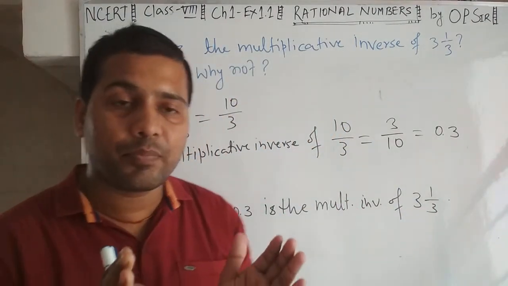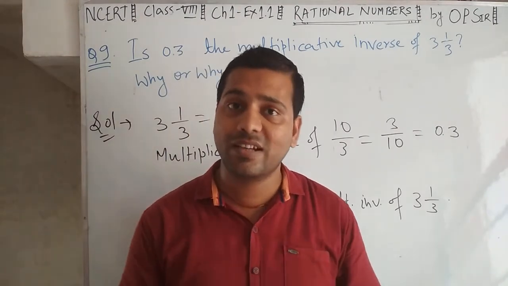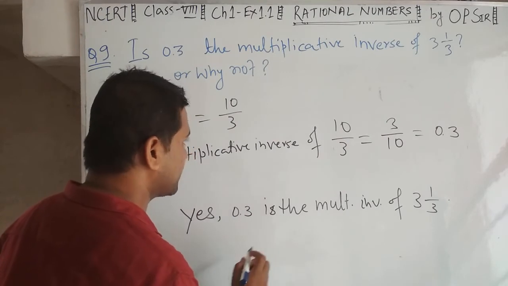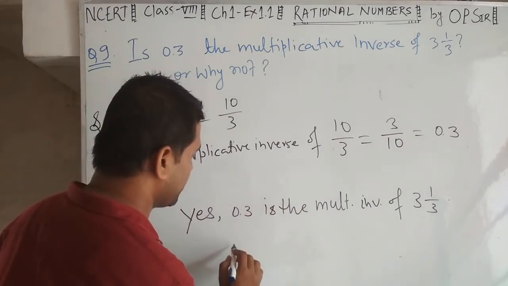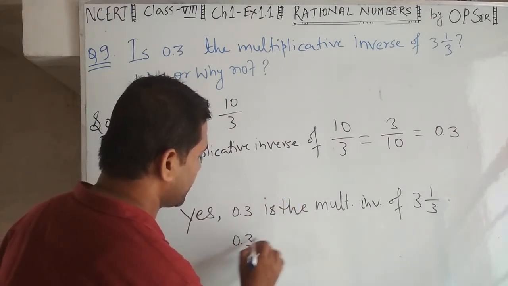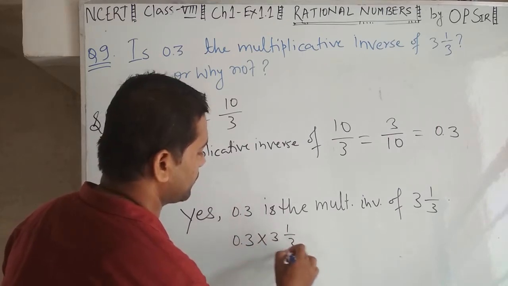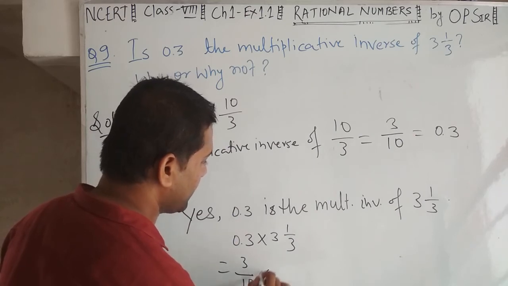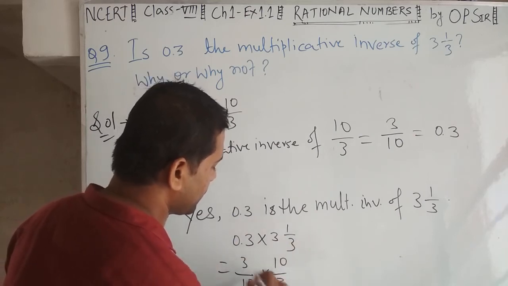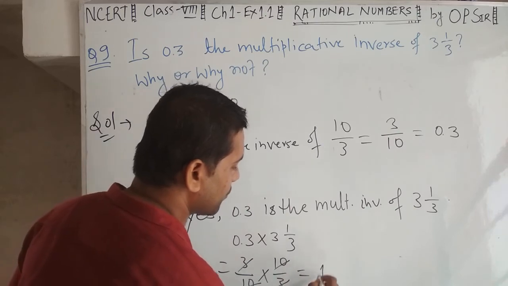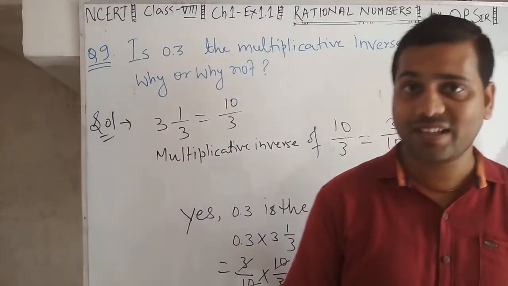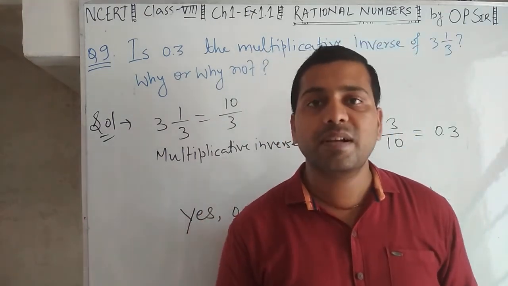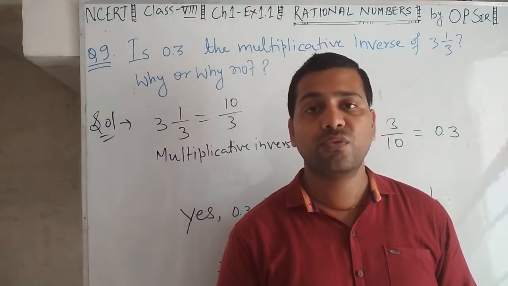Because if we take the product of that number and its reciprocal, we will get 1. So you can see, 0.3 into 3 whole 1 upon 3. When we convert this, that will be 3 upon 10, and that is 10 upon 3. When we cancel, we will get 1. So by this we can say that 0.3 is the multiplicative inverse of 3 whole 1 upon 3.